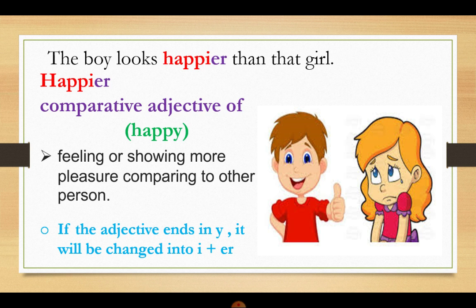What change happened to that base word? Okay. If the adjective ends in y, as here, it will be changed into i, then we add er or est. In this case, as long as it's a comparative, because we have only two persons, one person and another person, so I add er, then than. Happier than.